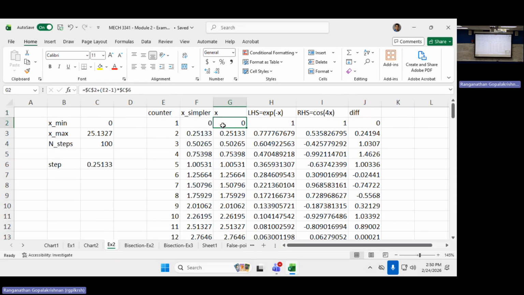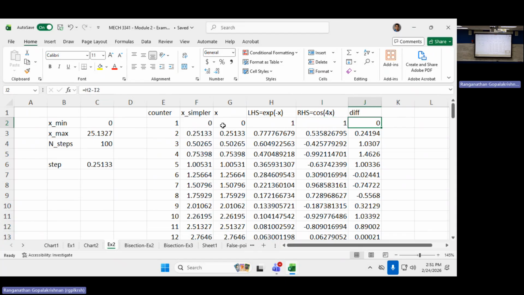Okay, and then for each of that, I compute the value of the left side, which is exponent of minus x, and the value of the right side, which is cosine of 4 times x. You'll get a chance to do this on your own, so please don't worry about doing it right now. Okay, so do calculate the LHS, calculate the right side, and then you take the difference between the left side and right side, and that is just the difference between column H and column I.